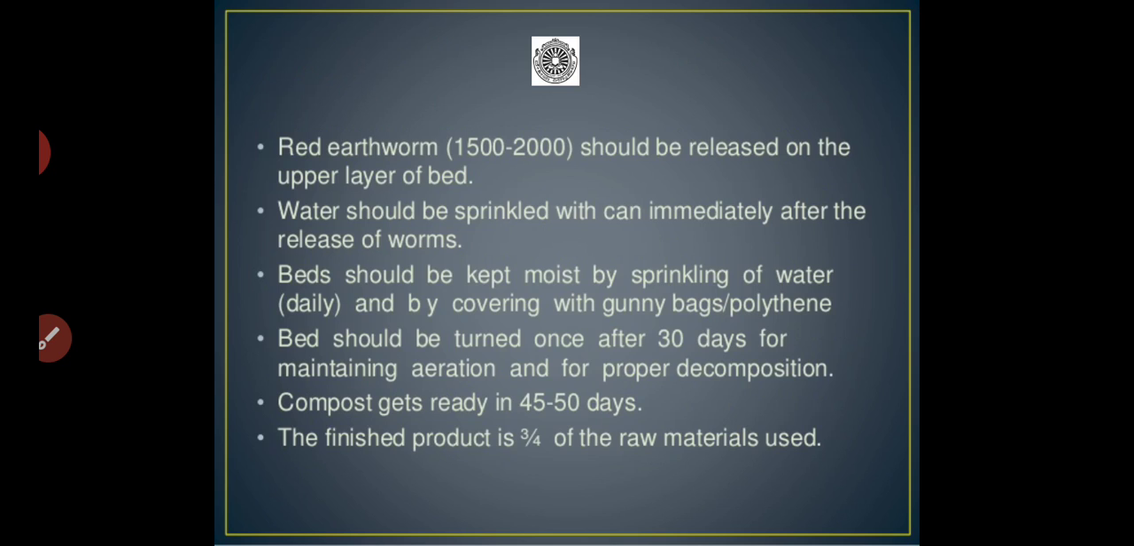And for this vermicomposting, generally red earthworms are preferred. About 1,500 to 2,000 red earthworms should be released on the upper layer of the bed. Water should be sprinkled immediately after the release of worms. Beds should be kept moist by sprinkling water daily. However, care should be taken that there is no water logging. And the bed should be covered with gunny bags or polythene covers.